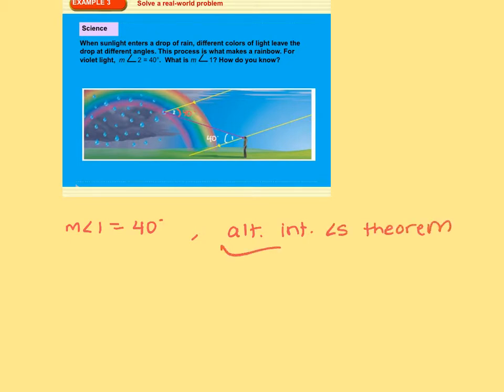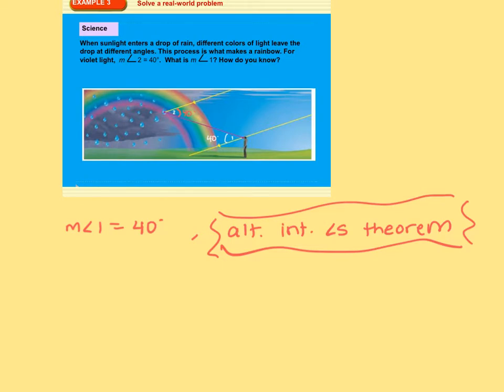So which one's the postulate? Which is what? Corresponding. Corresponding is the postulate. All the other ones are theorems, right? And which one is supplementary? That's the last one. Consecutive interior, same side interior, right? And then all the rest of them are congruent.